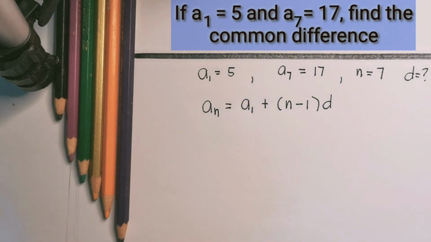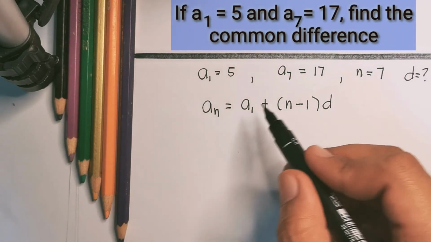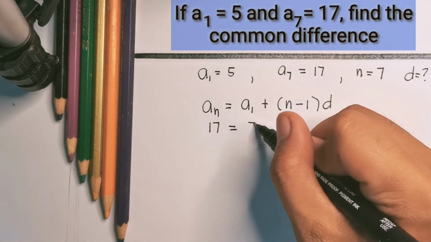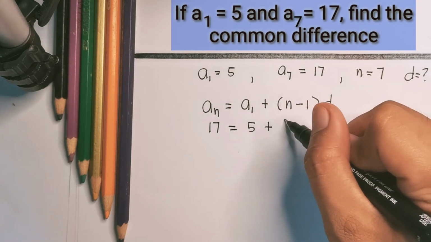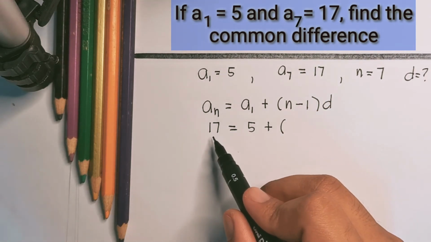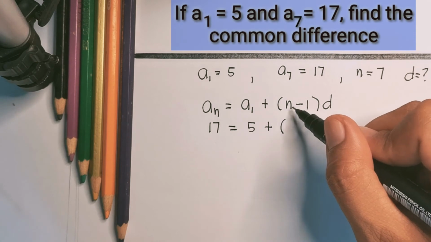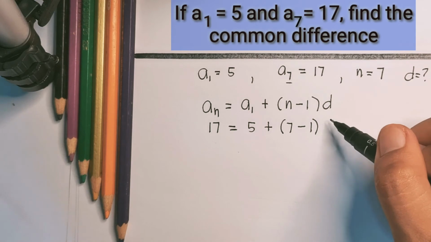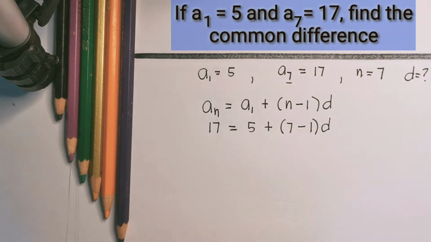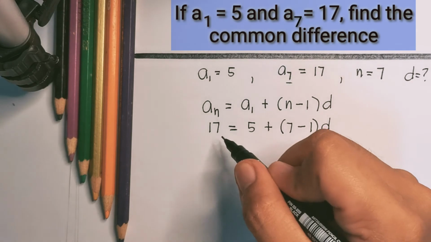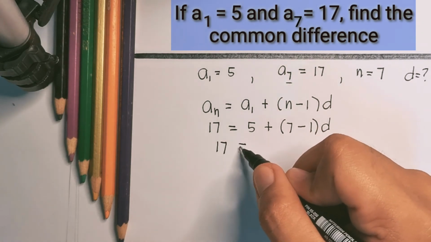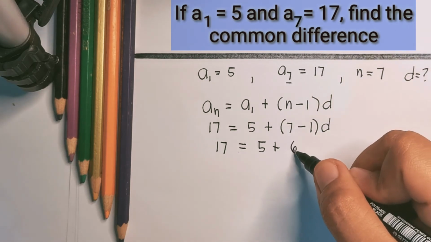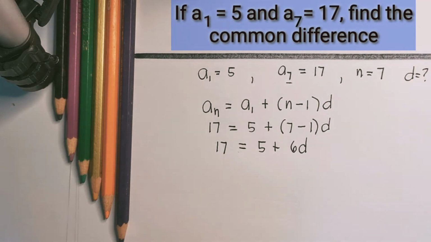So, substitute natin. Ang value natin a sub n natin ay 17 equals, ang a sub 1 natin ay 5 plus, kung 17 ang ating n term, ang ibig sabihin, ang n natin ay 7 minus 1 times the common difference na hinahanap natin. Okay, so let's simplify. 17 equals 5 plus 7 minus 1 is 6 times the common difference, which is d.